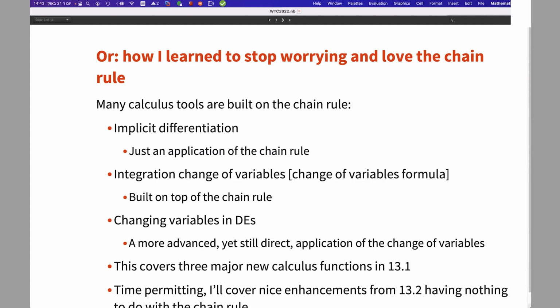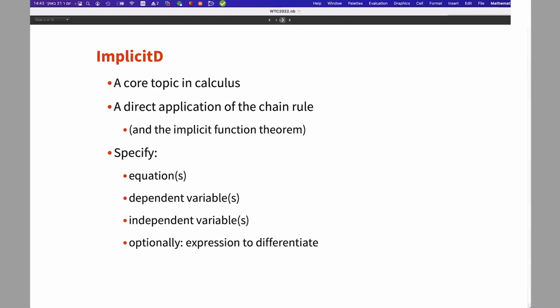If I have time, I will briefly touch on a couple of features from 13.2 that have nothing to do with the chain rule. But let's dive right in with implicit differentiation. Obviously, this is a core topic in introductory calculus courses. It's a direct application of the chain rule and the implicit function theorem that you don't actually prove until you take real analysis a couple of years later.